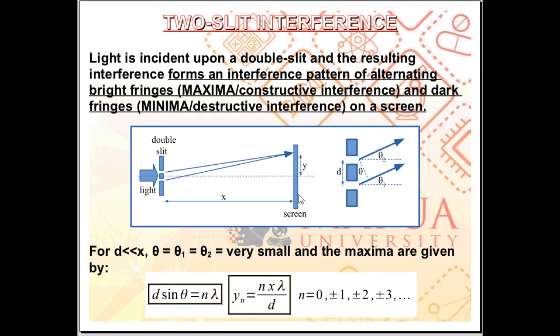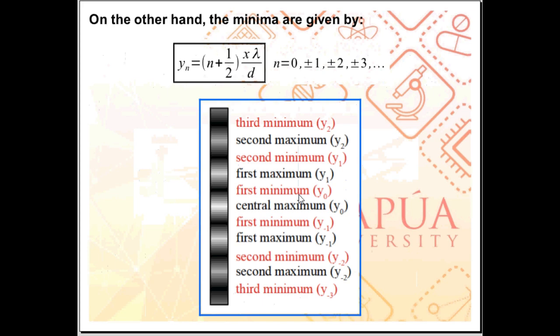On the other hand, if you are looking at the minima or the dark fringes on the screen, the location of the minima is given by y sub n is equal to n plus 1 half times x lambda over d. Again, n is equal to 0, plus minus 1, plus minus 2, plus minus 3, and so on. If you look at the screen, this is basically the pattern that you will see. You have pattern of bright fringe, dark fringe, bright fringe, dark fringe, and so on.